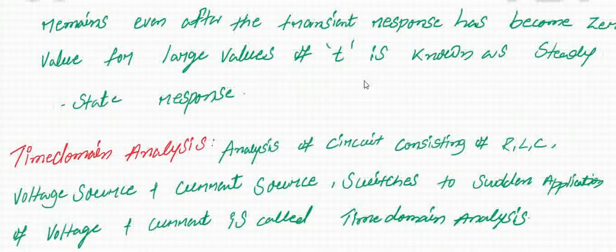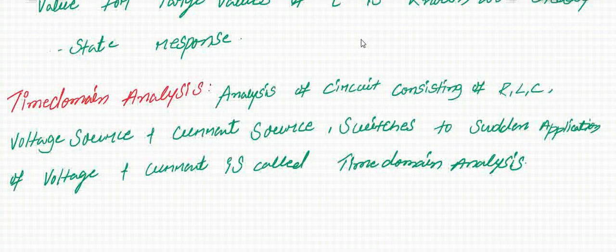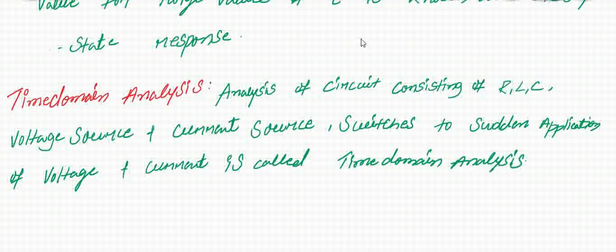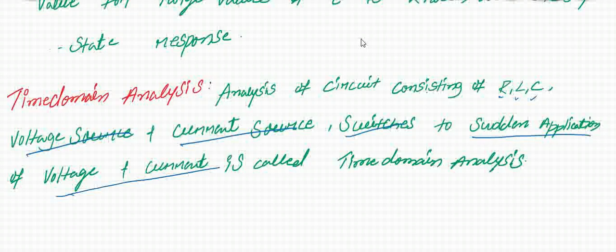Now we are going to see some time domain analysis. What do you mean by time domain analysis? The analysis of a circuit consisting of resistor, inductor, capacitor, voltage source, current source and switches, due to sudden application of voltage and current, is called time domain analysis. So in time domain analysis, we see the response of a circuit to the sudden application of a voltage or current source.